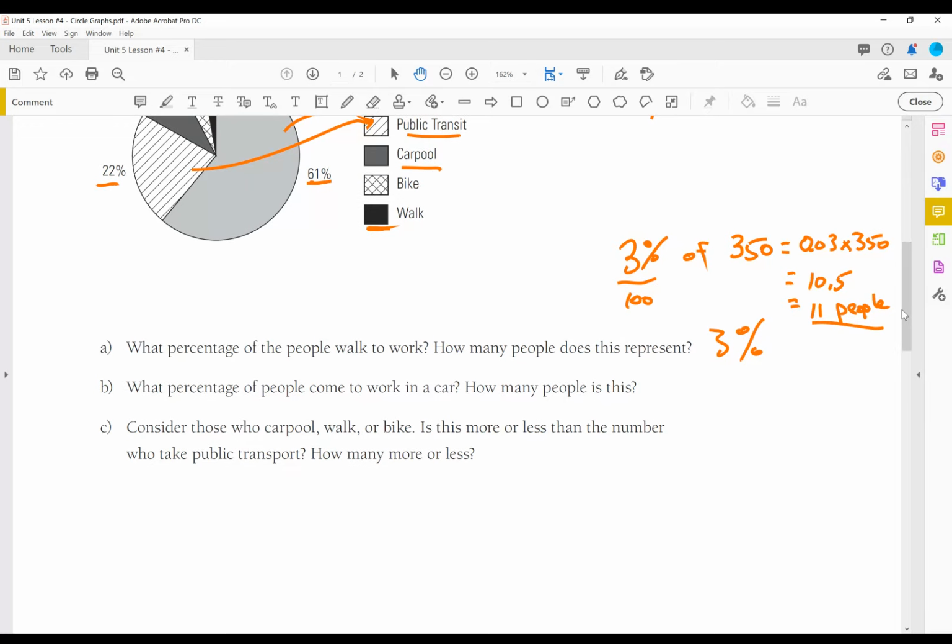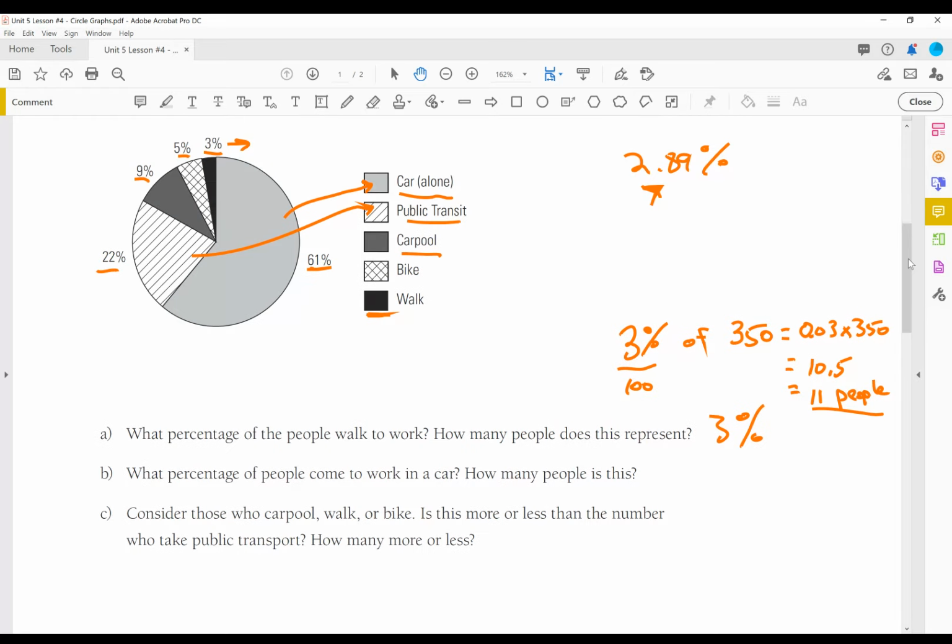Now, B says, what percent of people come to work in a car? Okay, same idea. Let's take a look. The car, well, we've got two sections of that. We've got a car and we've got a carpool. They might take a truck or something, but I'm reading the question as if I'm going to include both a car and a carpool. So I'm going to add those two percentages together. The car alone is 61%. The carpool is 9%. So together, 61 plus 9, I have 70% of my 350 people.